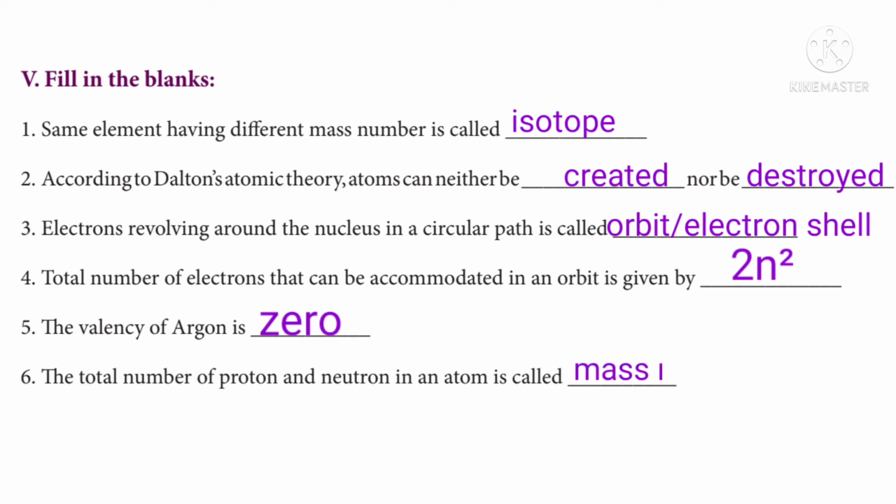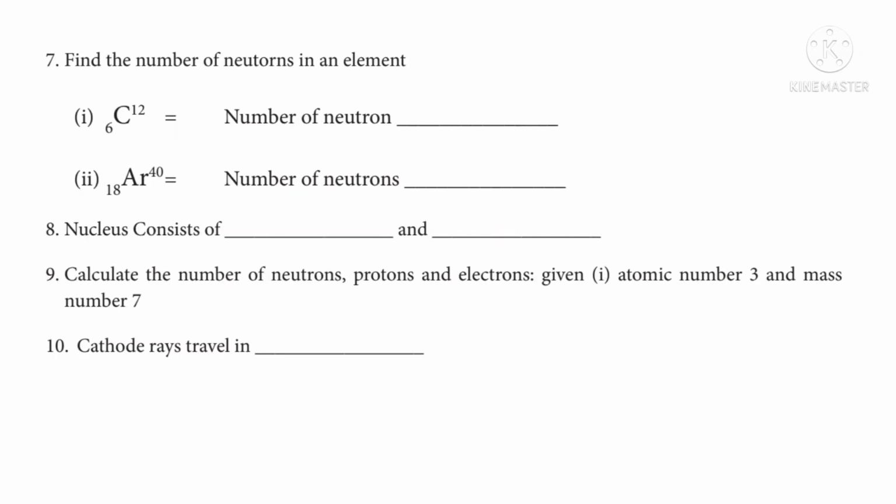Answer mass number. Seventh question, find the number of neutrons in an element. C-12, 6, number of neutron is dash. Answer 6. Because number of neutrons is equal to mass number minus atomic number. Here mass number is 12, atomic number is 6. So 12 minus 6 is equal to 6.